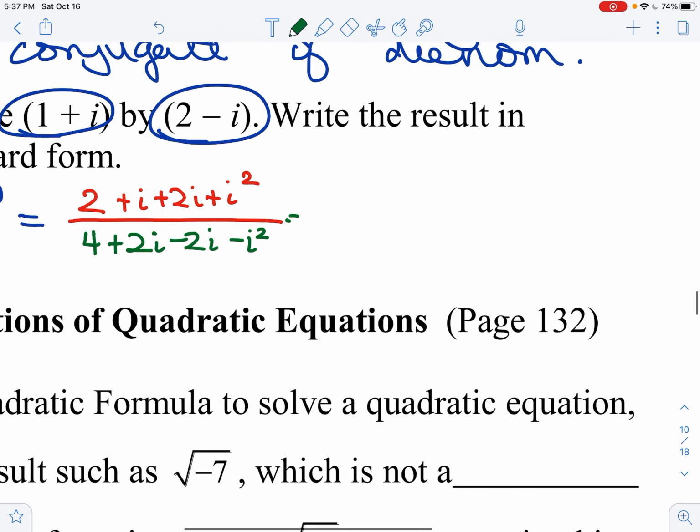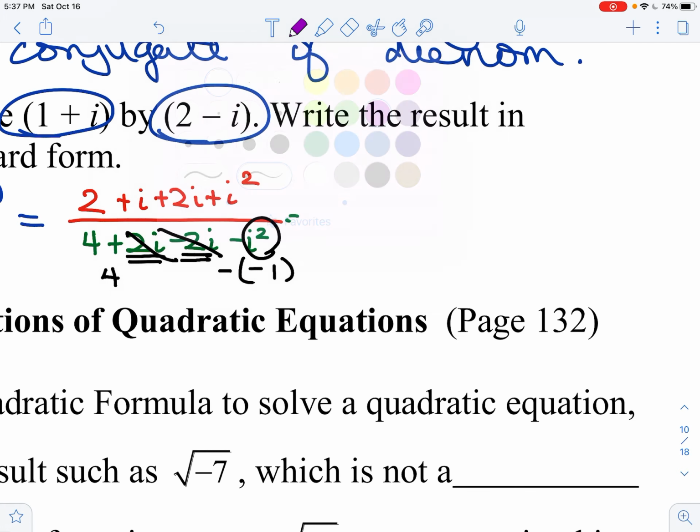Now let's simplify what we've got. Let's do the denominator first. See how we've got 2i and negative 2i? Those will cancel each other out to 0. And we know i squared is really negative 1. So if I've got 4 minus negative 1, that's really a positive 1. So in the denominator, we have 4 plus 1 is 5.